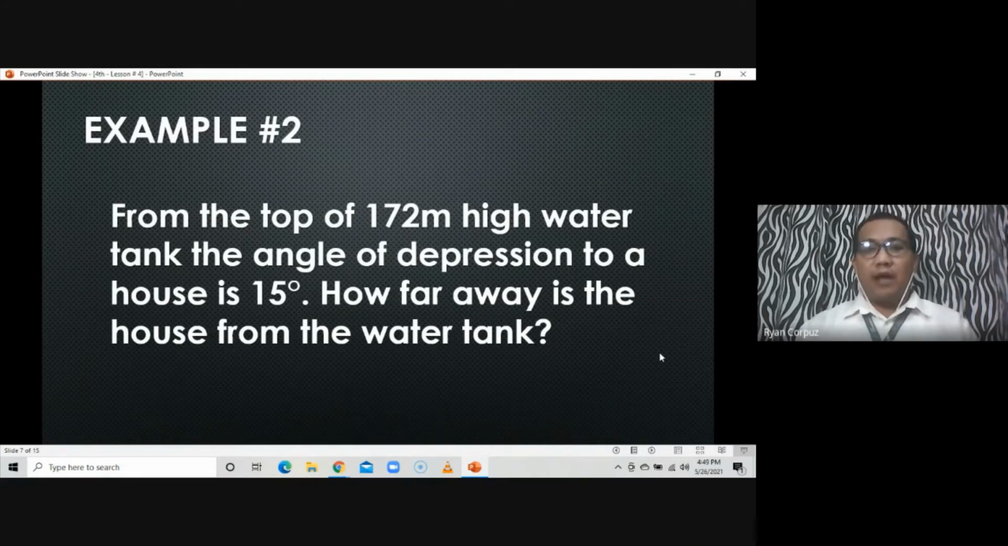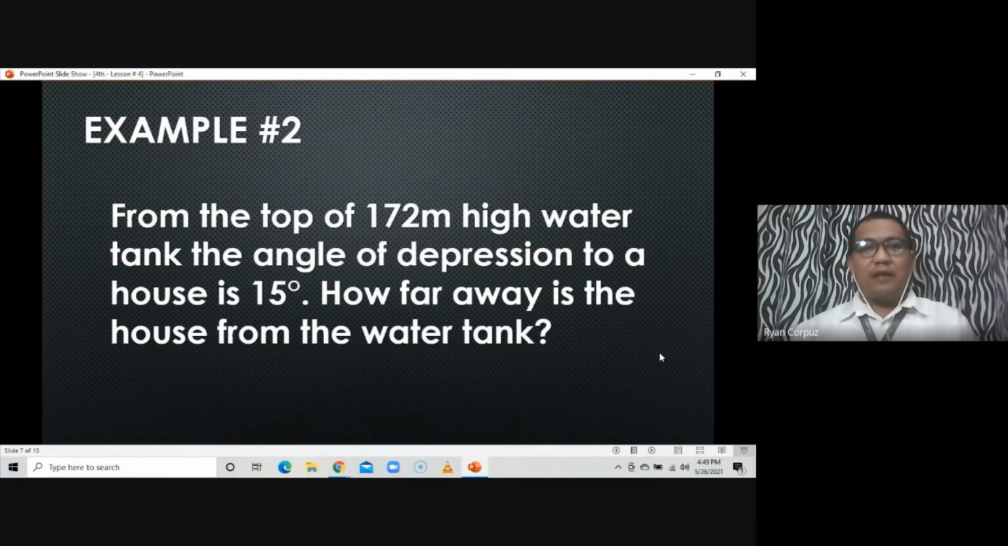So there is a water tank na ang taas ay 172 meters. Then, the angle of depression. So ang problem is about the angle of depression to a house, which is 15 degrees. So sa madaling salita, the observer is on top of the water tank. So it's just like that. So how far is the house from the water tank? Gaano kalayo yung bahay na yon from the water tank? So that's what we are looking for.